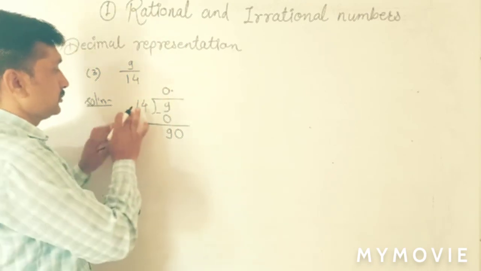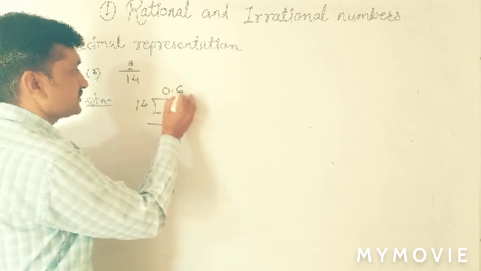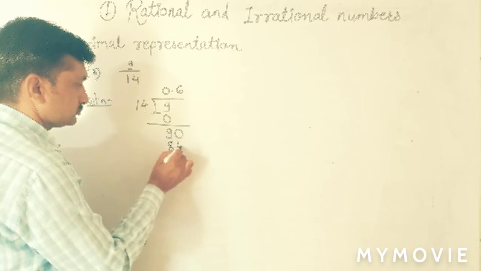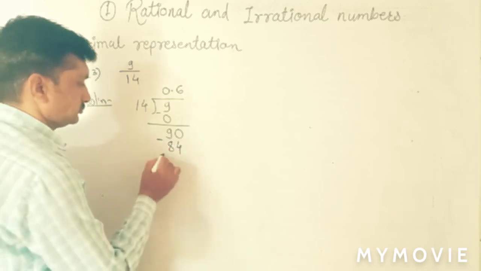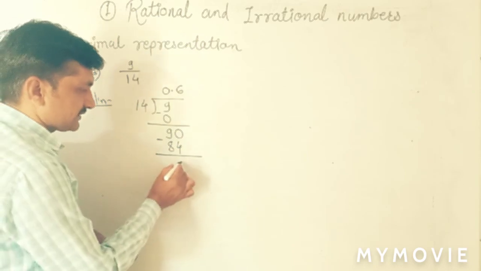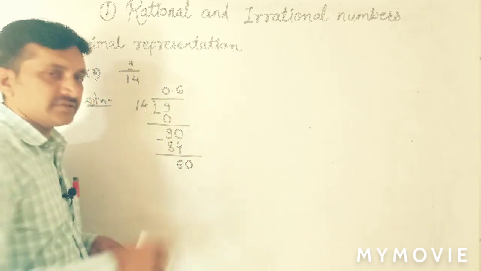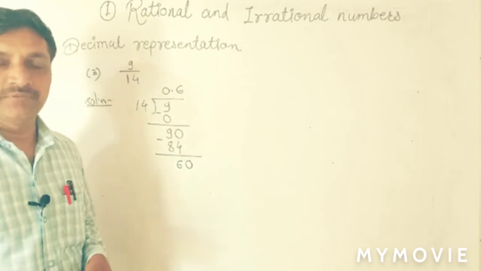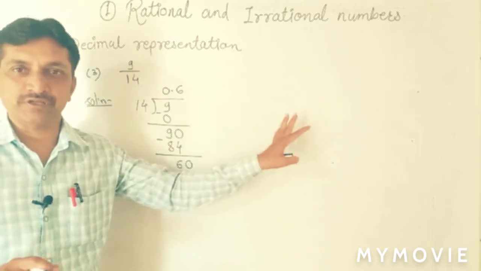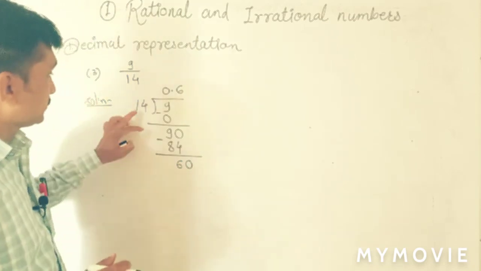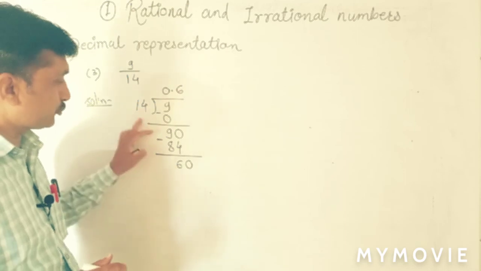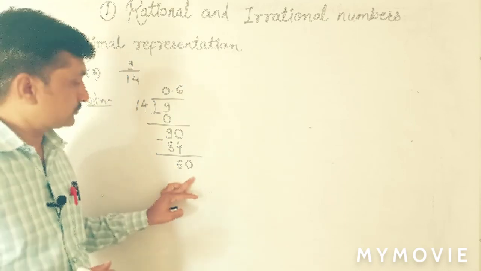Now continue. 14 6s are how much? 84. Subtraction 90 minus 84, 6. Take 0. If some of you don't know the table, you can do it in rough. Now for you, I also check here the table of 14 till 60.